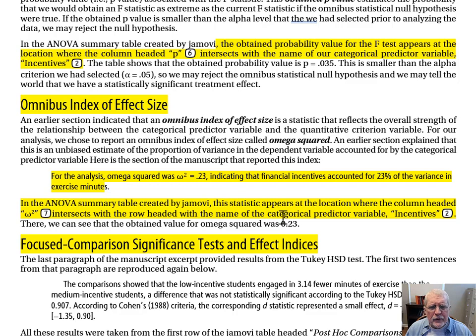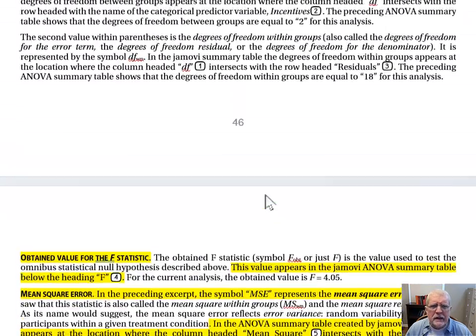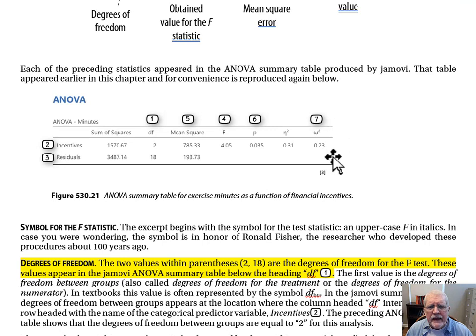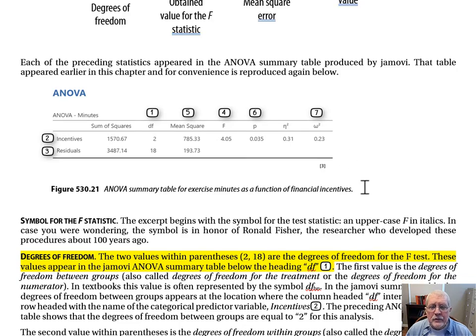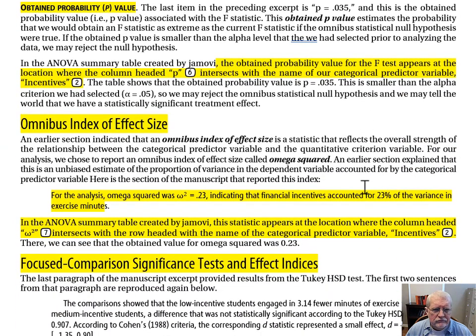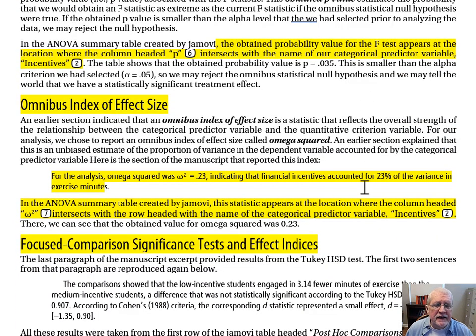In the ANOVA summary table created by Jamovi, this statistic appears at the location where the column headed omega squared, remember that's the Greek letter omega with a squared symbol above it, intersects with the row headed with the name of your categorical predictor variable, incentives. So is this true? Was omega squared really 0.23? Let's go back up to the output. Here's the column headed omega squared, to the right of the name of my independent variable. Yes, omega squared was 0.23. That is my omnibus index of effect size.